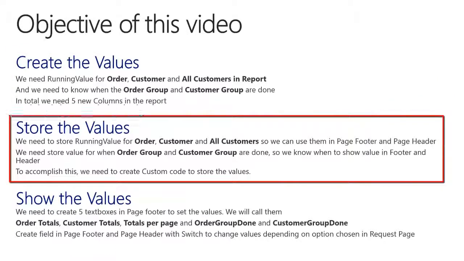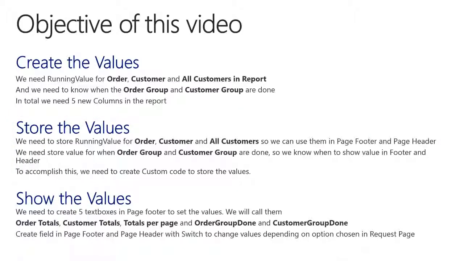For storing the values, we need to store the running value for the order, the customer, and all customers, so we can use them in the page footer and the page header. And we need to store the values for when the order group and the customer groups are done, so we know when to show the values in the page footer and the page header. To accomplish this, we need to create custom code to store the values.